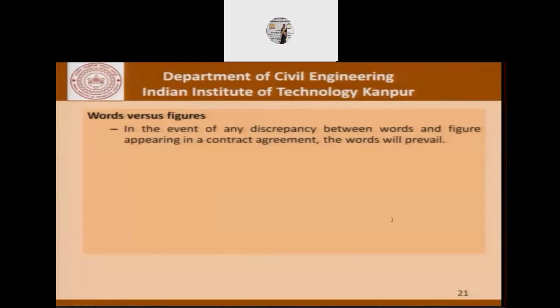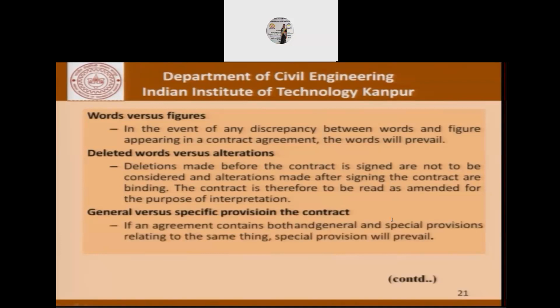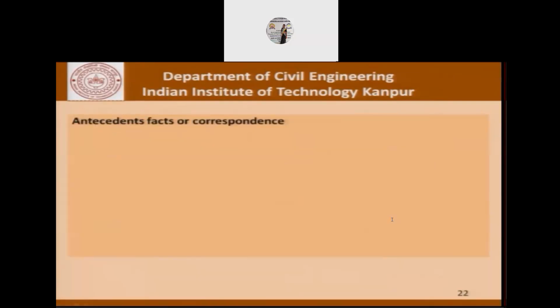As far as the words are concerned, deletions may be considered and alterations assigned to the contract. The contract is therefore to be read as a written agreement. So, general and specific provisions, special provisions, and between them the antecedent facts of correspondence.